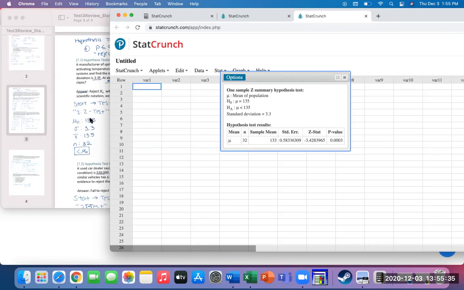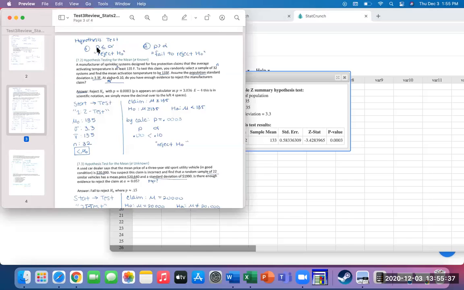So we're going to compare our p-value to our alpha, just as we see here. It's always p-value and alpha. If it's less than or equal to, then you reject. If it's greater than, then you fail to reject. Now here we see that we have a p-value of 0.0003. So we compare our p, which is 0.00, to our alpha, which is 0.10, and it's less than. Because it's less than, we go ahead and we reject.